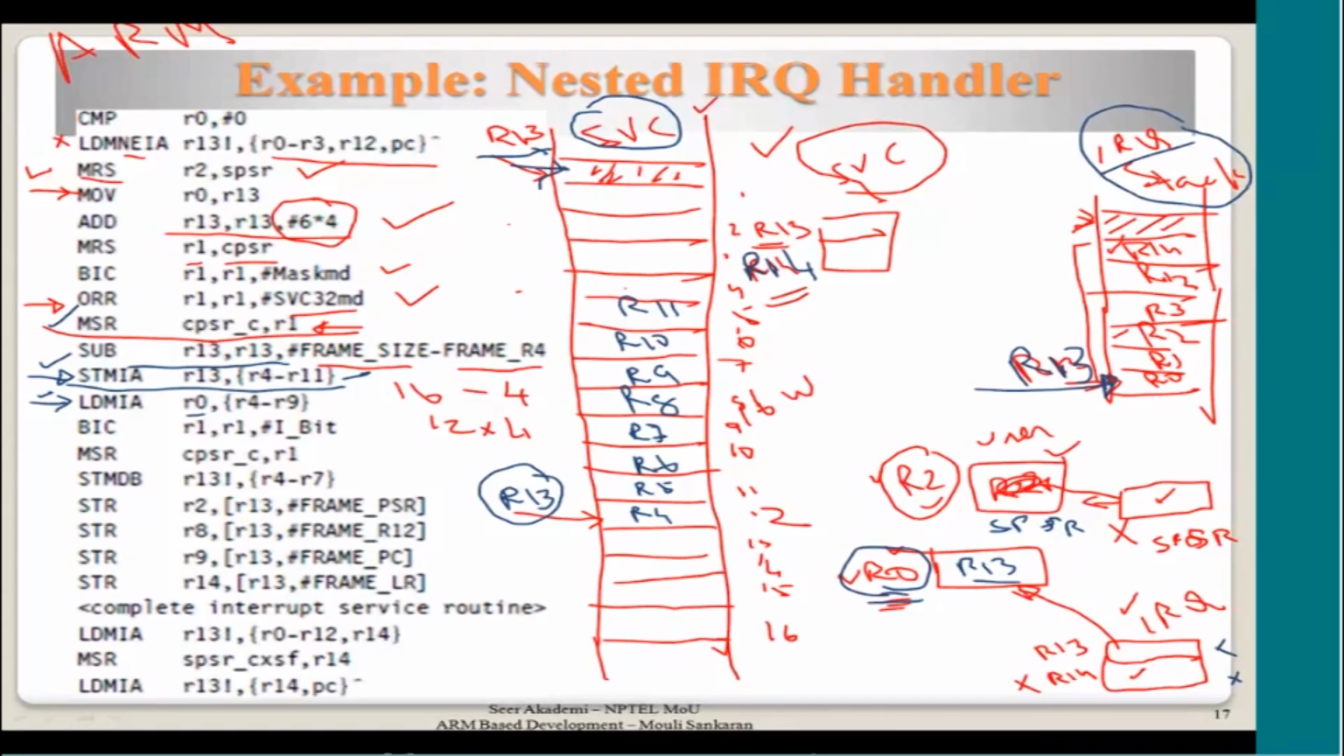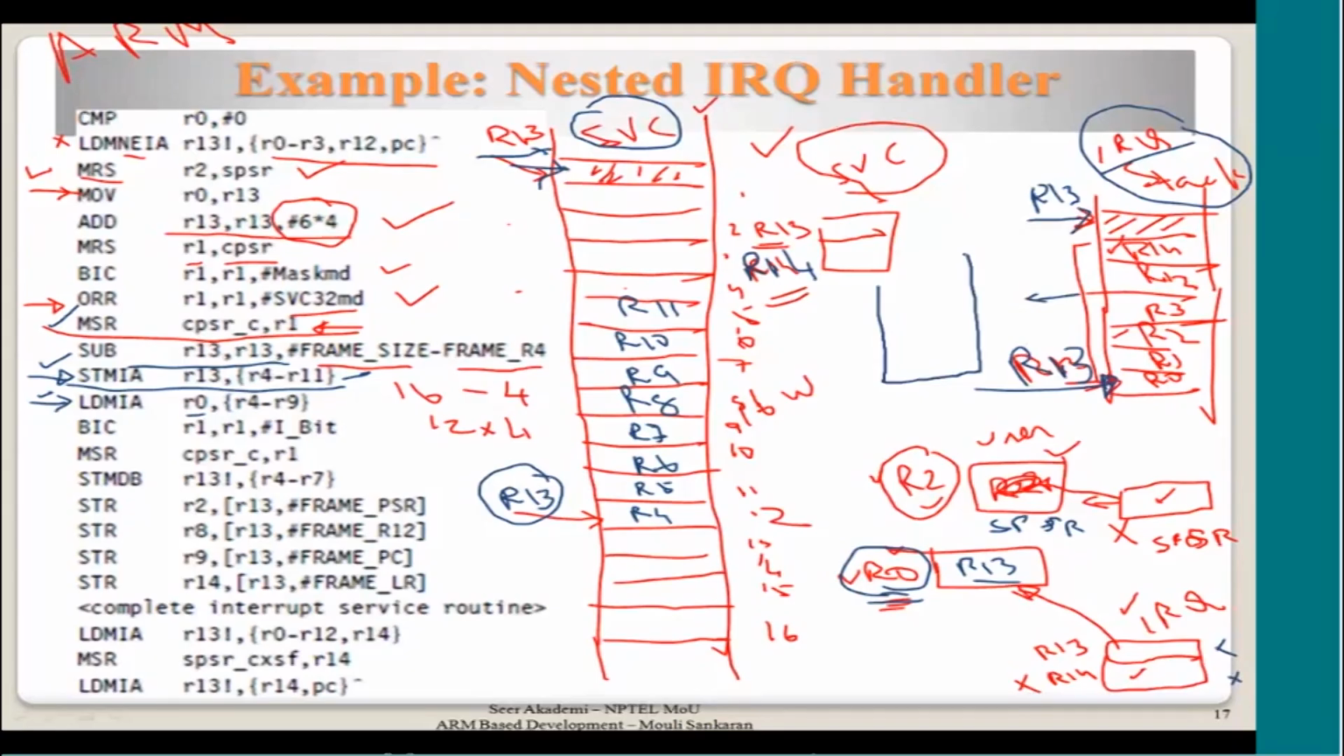So now actually we are copying from the IRQ stack. Though in the IRQ mode register R13 is pointing here, these values are still there in the memory and we can copy them. Now where are they coming to? They are coming to the registers starting from R4 to R9. Let me draw that, R4 to R9.